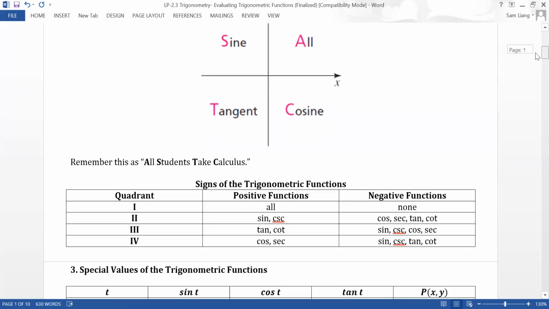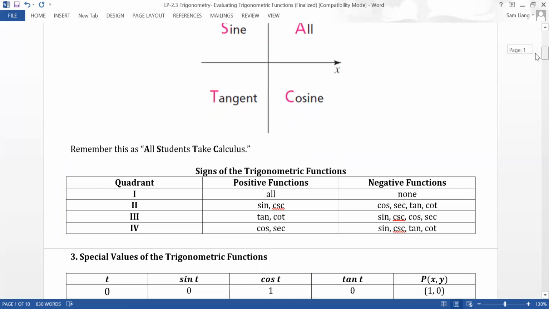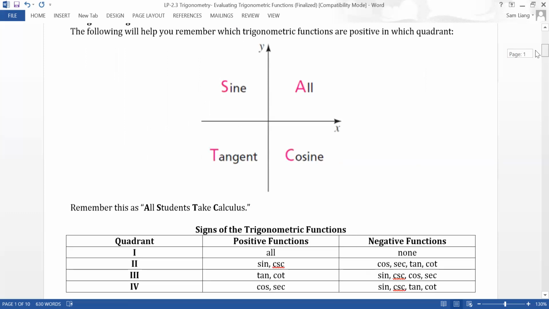All right, next we have the signs of the trig functions in a table. So if you don't like this diagram here, you can also copy down this. So here we have quadrant 1, 2, 3, 4. Positive functions: all positive function for quadrant 1, sine and cosecant for quadrant 2, as we said. Quadrant 3, it's tan and cotangent. And then quadrant 4, it's cosine and secant. And then negative functions, it's everything else.